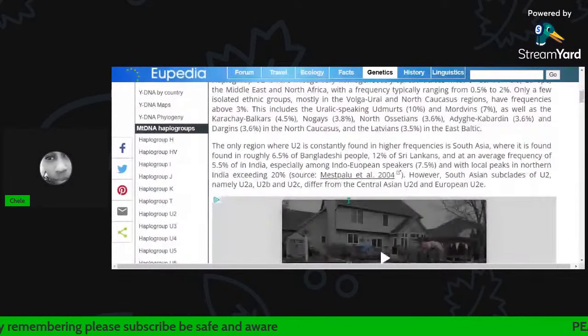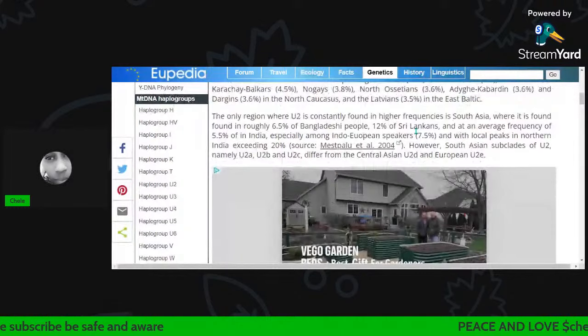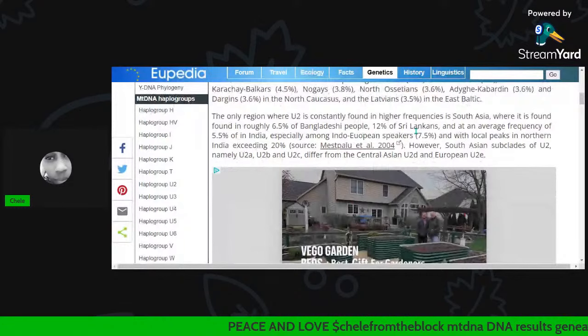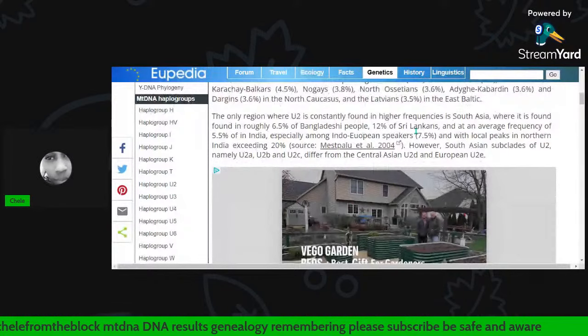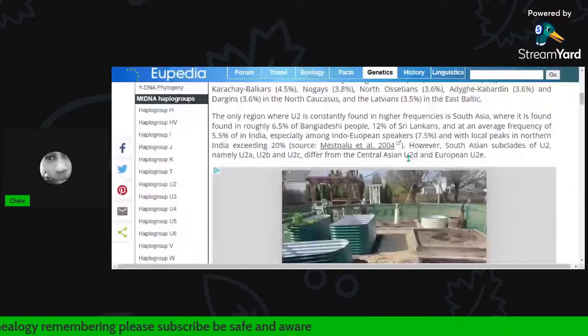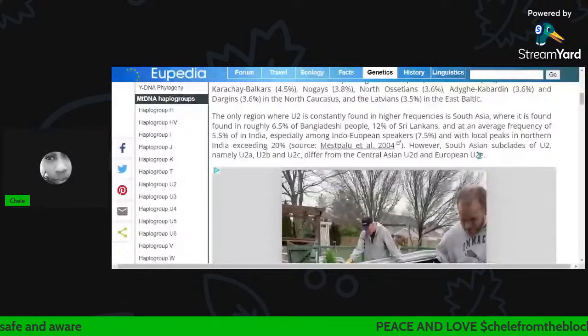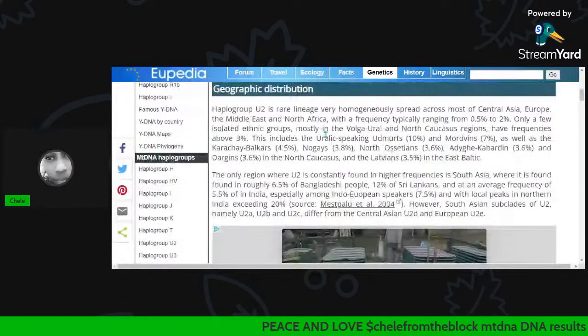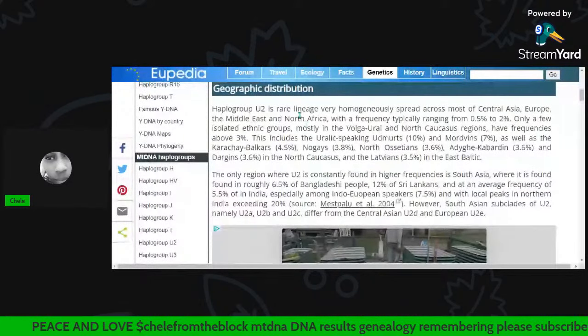Sri Lankans, 5.5. No, they're too damn high. That's too high. However, South Asian of U2 A, B, and C differ from Central Asian U2D and European U2E. So where did U2 come from? North Africa, Middle East, Europe, Central Asia. And that's what I'm saying.